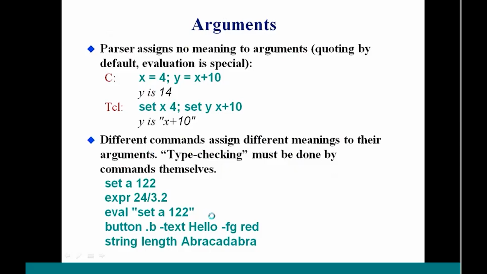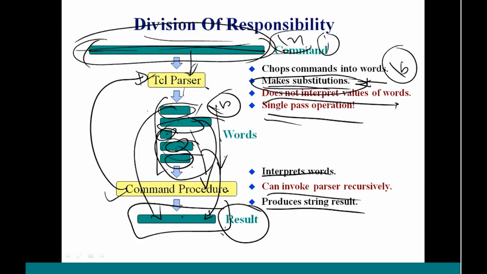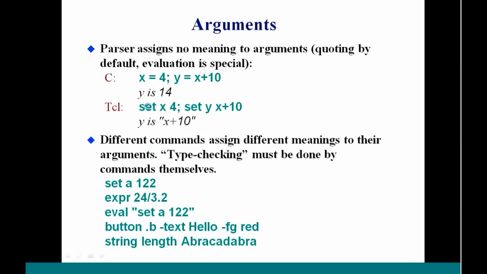So now let's talk about some of the things. First of all, there are arguments, which are after this one; all the remaining ones are the arguments, right? The parser assigns no meaning to this argument. So here you can say, okay, in a C program, x equal to 4, y equal to x plus 10. Then y is actually 14 because this is evaluated and the value is kept.